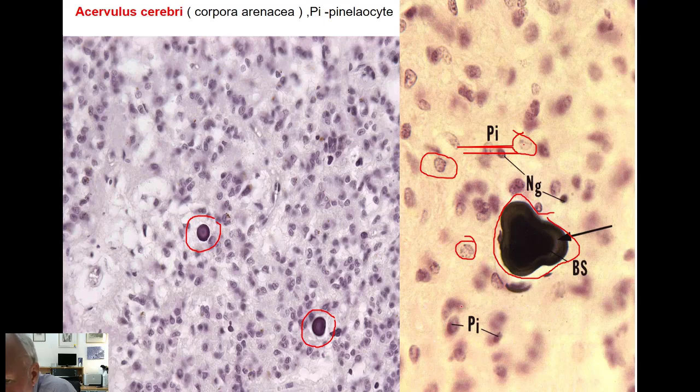Typically light nuclei, sometimes with a typical nucleolus inside, and those are the nuclei, and slightly stained you see the body of pinealocytes, for example here. And the smaller and darker nuclei belong to the neuroglia cells.